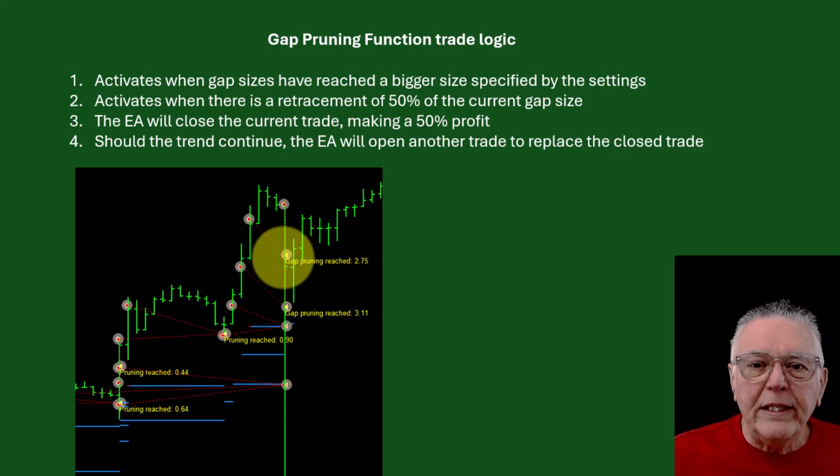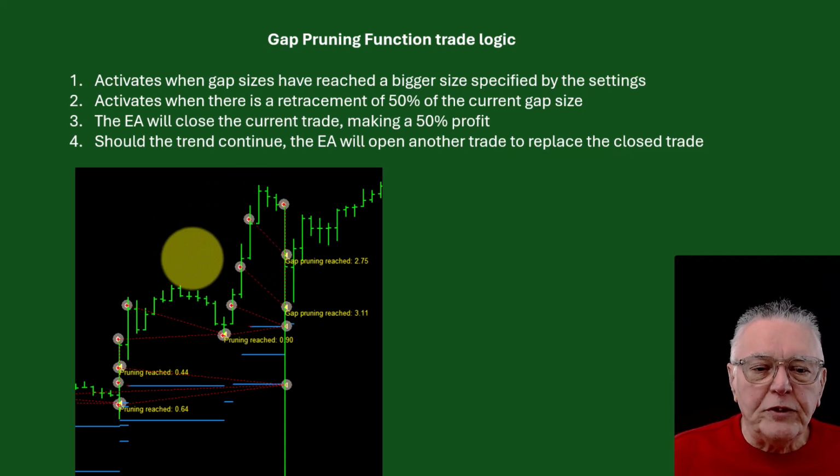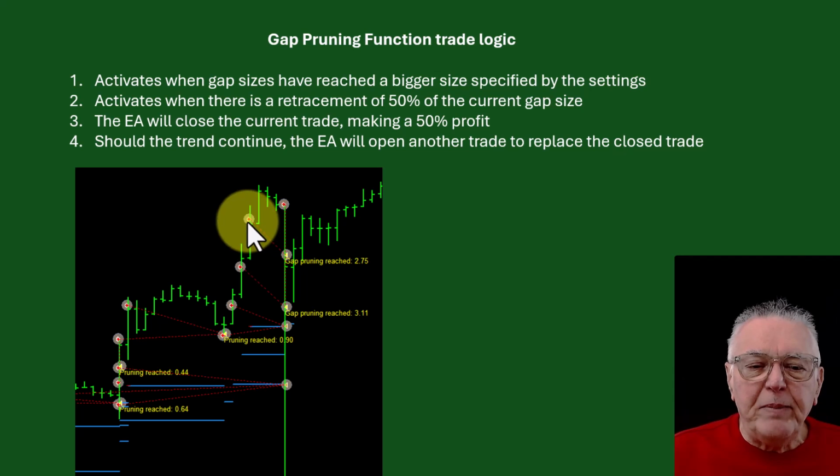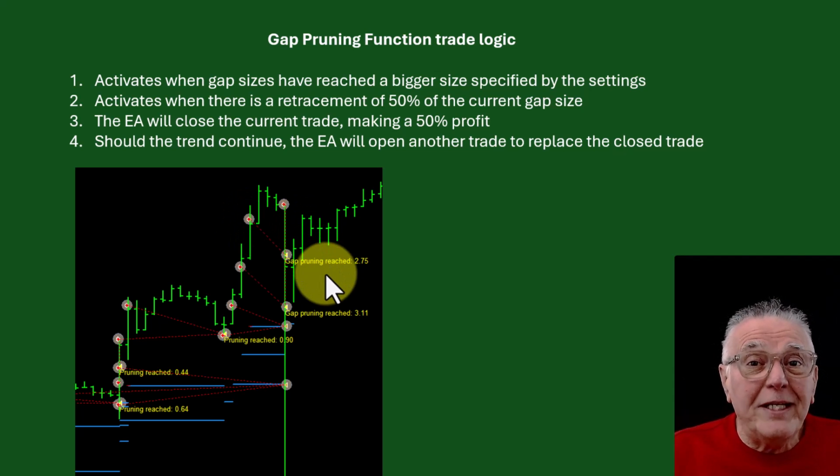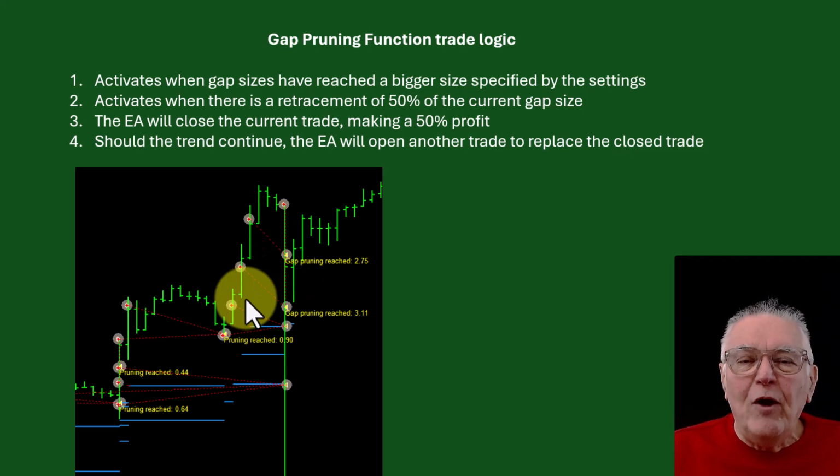And that's all that the function should do. Should the trending continue, then that particular trade will be opened again, and the same transaction can occur over and over again. But the whole idea is that in a strong trending market, retracements of a whole gap might not happen as anticipated by the two trade system, and therefore this 50% retracement can come in handy.